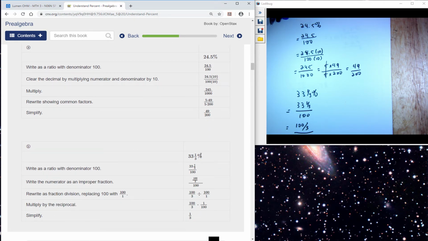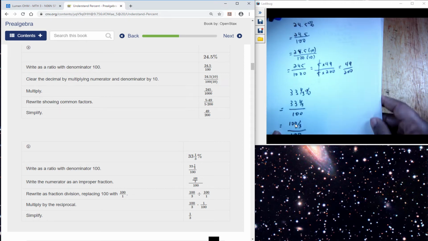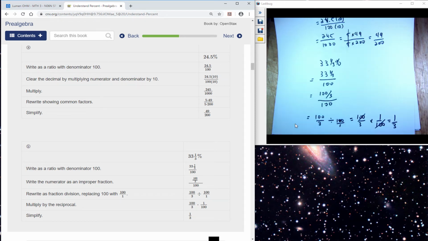Next one is 33 and a third percent. Write that as a fraction. So I'll put it over 100. And then I convert the numerator to an improper fraction. So what I have here is 100 divided by 3 divided by 100. So you flip the second fraction and multiply. The hundreds cancel out, and I'm left with 1/3.